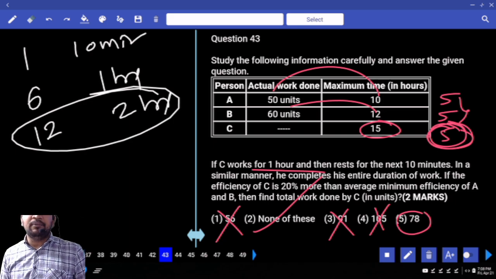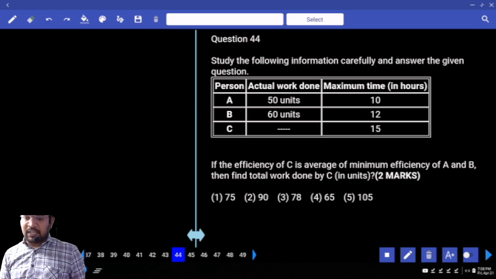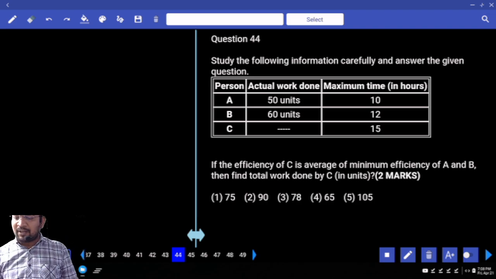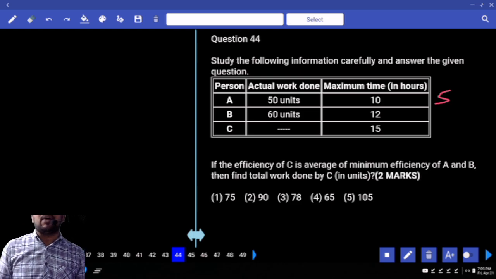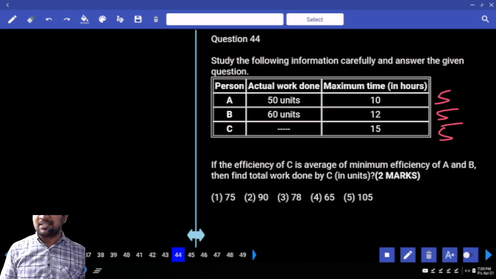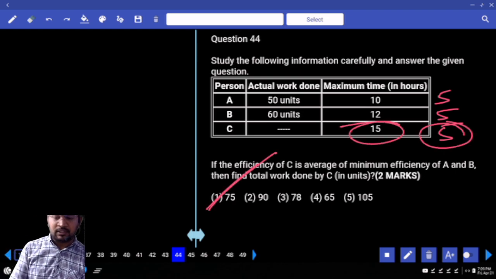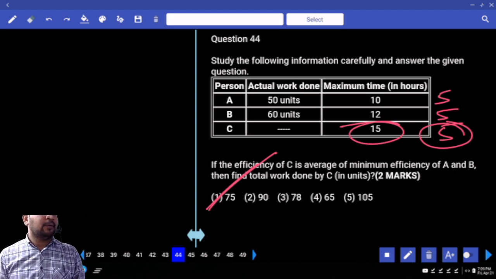Shall I go for the next question? Next, if the efficiency of C is the average minimum efficiency of A and B, then find the total work done by C. See here, average. A's efficiency is what? 5. B's efficiency is what? C's efficiency is the average of A and B, therefore the average is also 5. 1 hour 5. Total how many hours? Together how many units? 75 units. Your answer is 75. Are you clear? Shall I go for the next question?